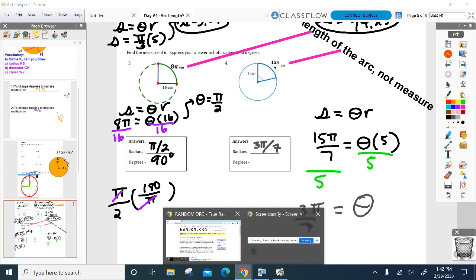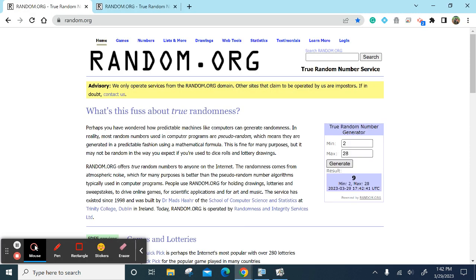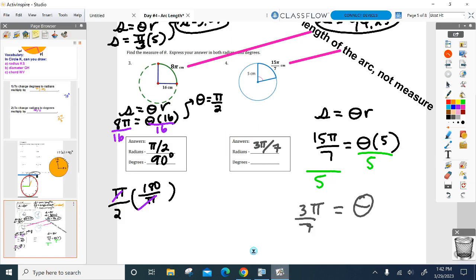Nearest tenth, how many degrees in there? 9. 77. Tenth?